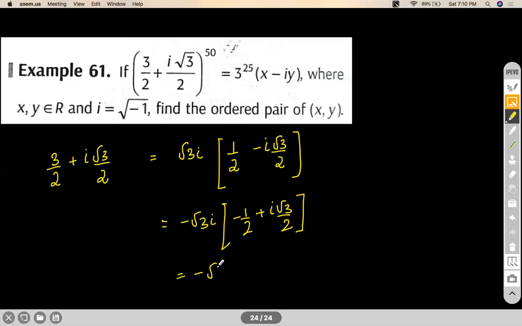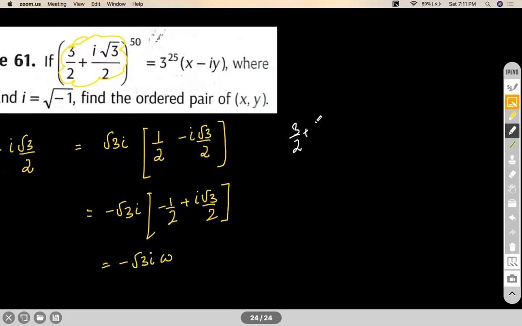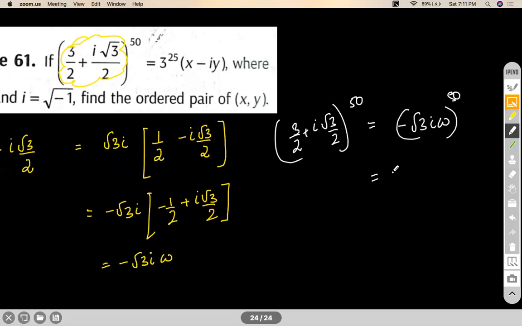Now this is known to be omega. So I have minus root 3i omega. So this term that you see over here is actually negative root 3i omega. Now if you raise this to the power 50, 3 by 2 plus i root 3 by 2 to the power 50 means you are raising negative root 3i omega to the power 50. By the way, negative sign will have no meaning and this will become 3 to the power 25. i to the power 50 is like i square. Omega to the power 50 is like omega square.